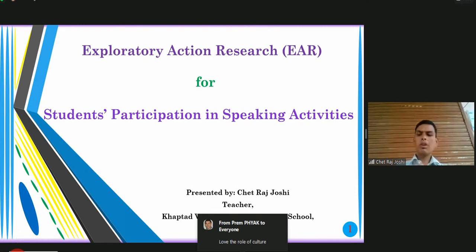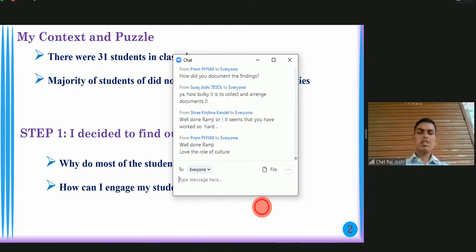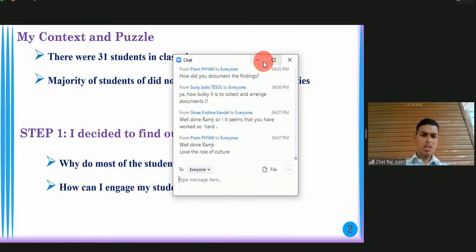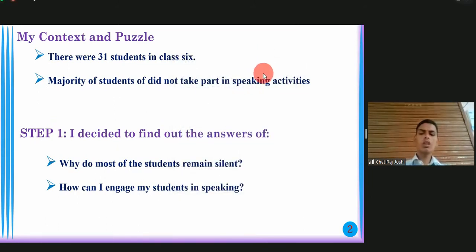Namaste, everyone. Today I am delighted to share my exploratory action research, EAR, that I conducted in class 6 to increase the participation of students in speaking activities. There were 31 students in my class, and hardly 4 to 5 students took part in speaking activities, while the majority of students remained silent. It was a critical issue for me, so I planned to explore it.